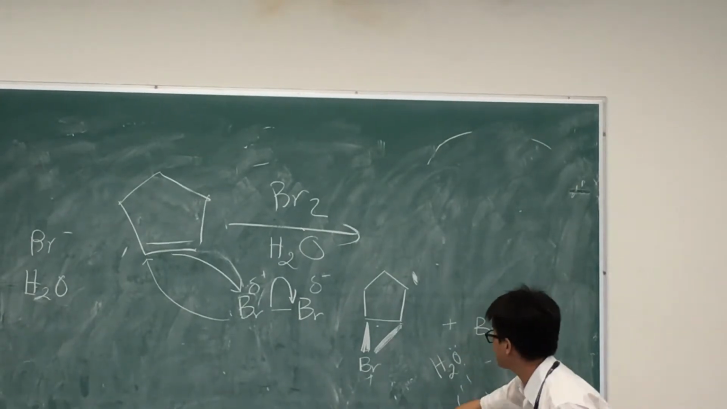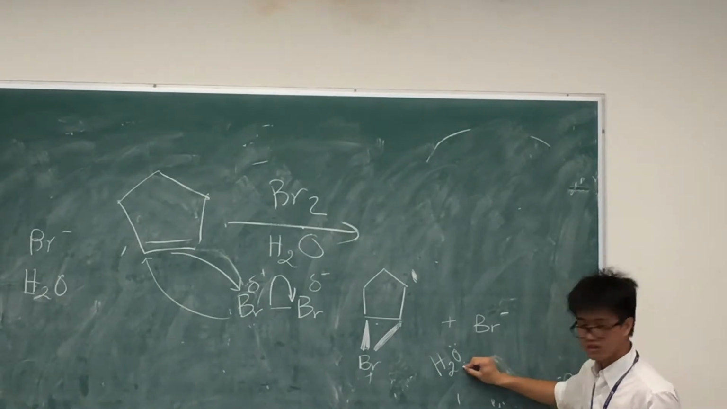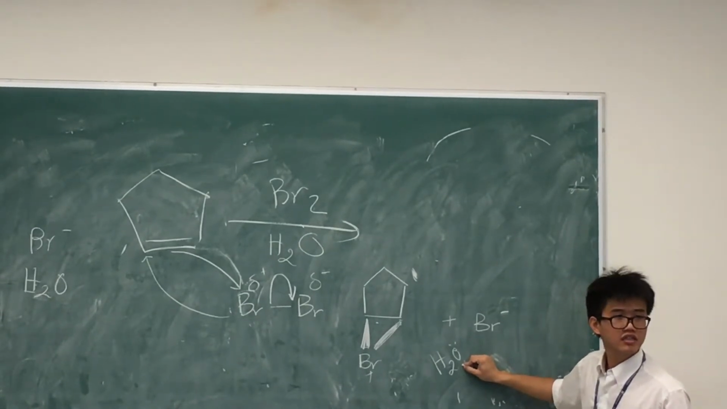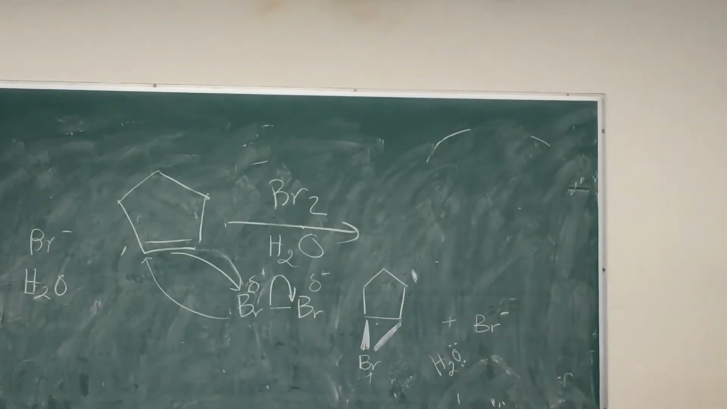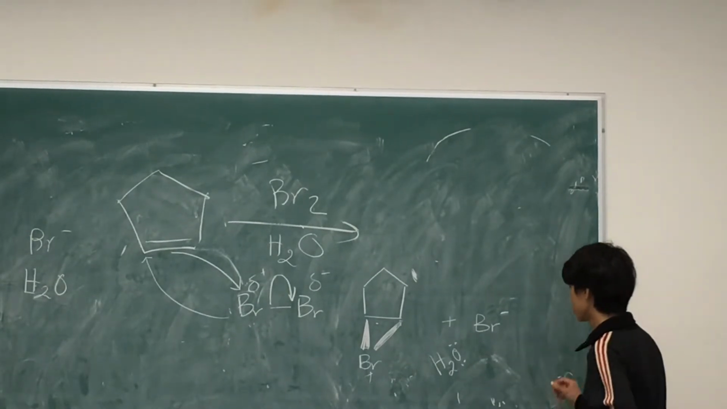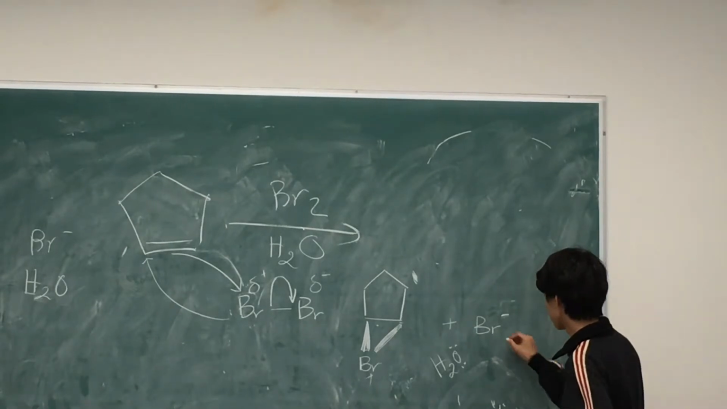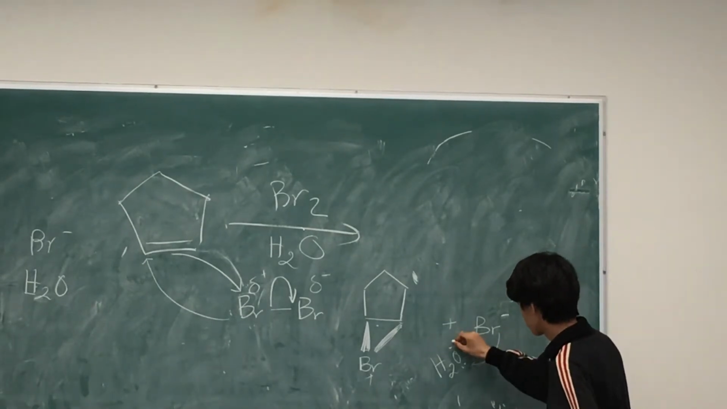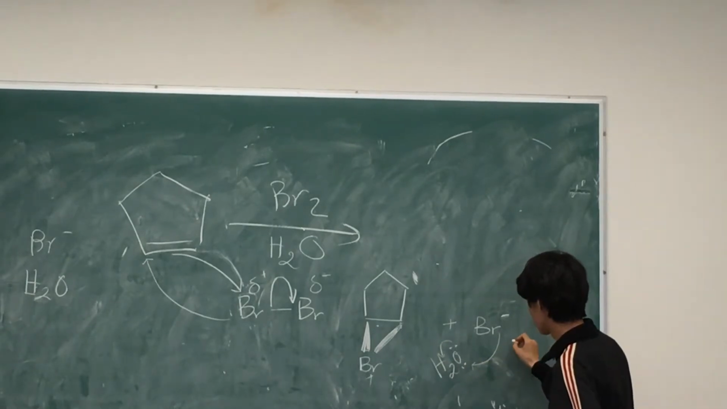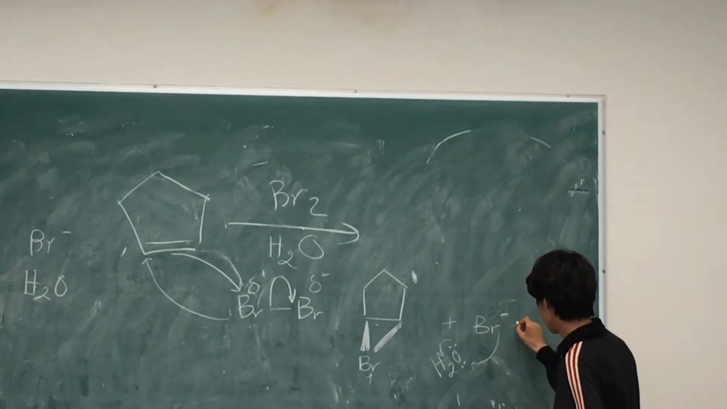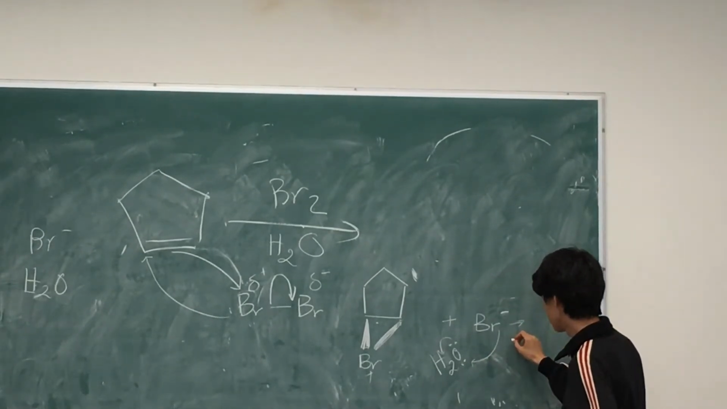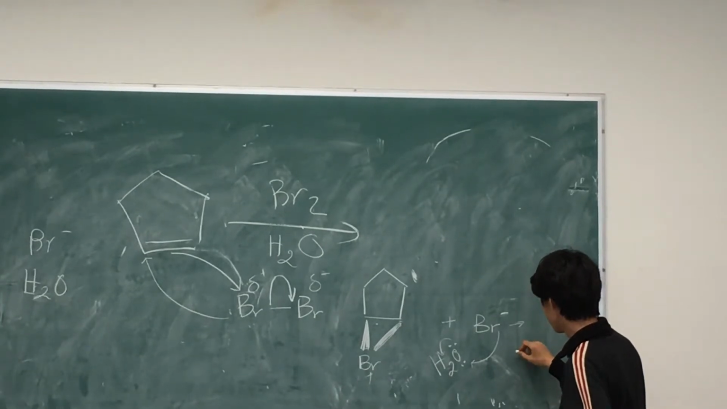Anyone can come and show me the next step, the attack of water. Chuck, do you think you can do it? Now, water acts as a nucleophile. It will attack, give electrons to the positive charge. One of them, so it's either of them. So this one is one. If you look at the H3O+ and Br minus.